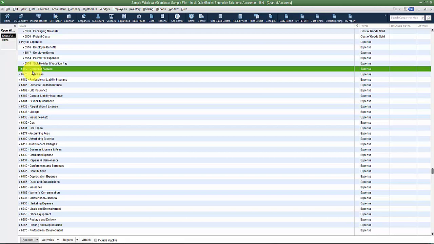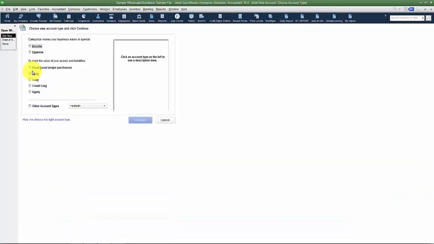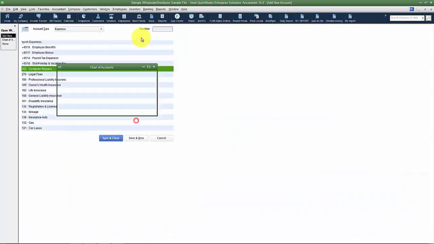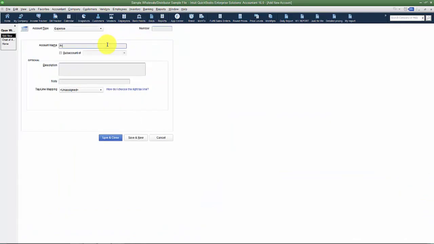Okay, computer repairs. Again, you have to kind of look at this. Is that an IT company, so is this professional fees? Or is this taking it in and getting a new battery installed or something like that? So we have to look at what it is. For computer repairs, I'm going to stick it in a high-level category called professional fees. Oh, see, it's already in use.